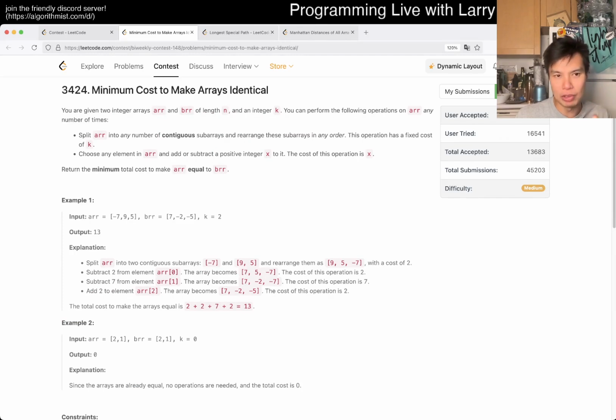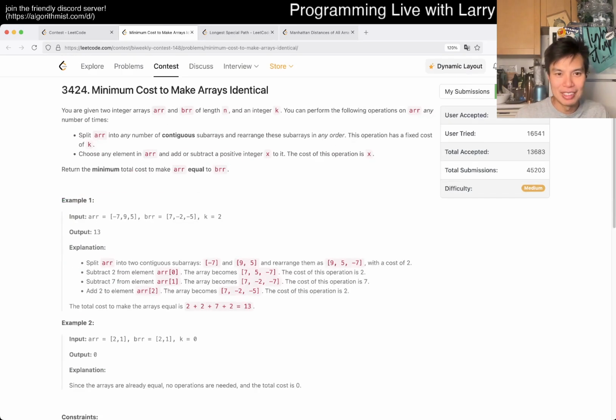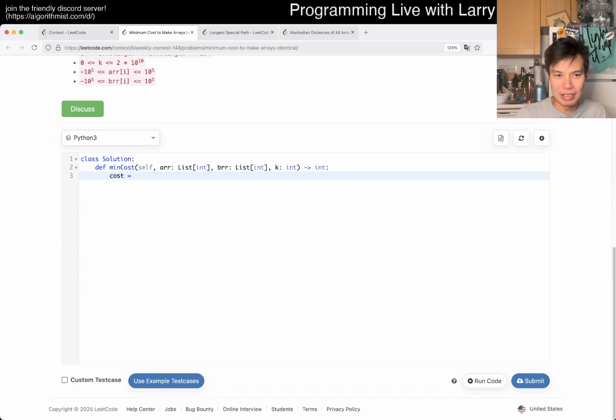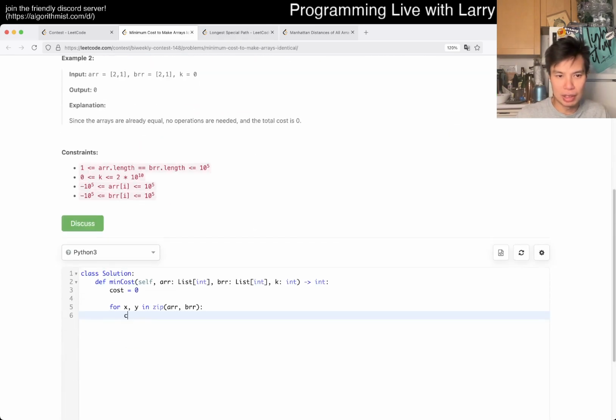One is if you don't do that, and the other is if you do it. And if you do it, then you just sort. Okay, yeah, sounds about right. Naming things is so hard. Whatever, just call it cost. Cost is 0, for x, y, and z. Oh, add or subtract the value to it. Okay, so that's fine. So that's cost 1.